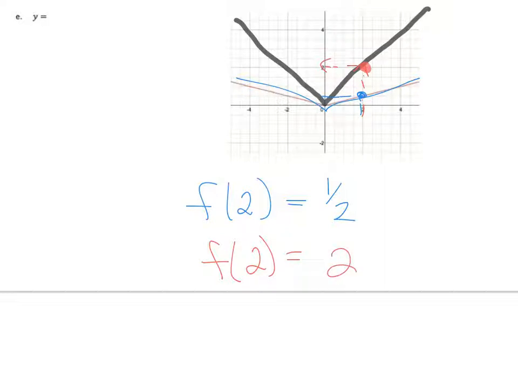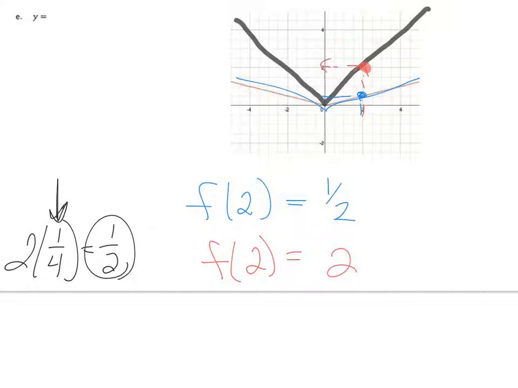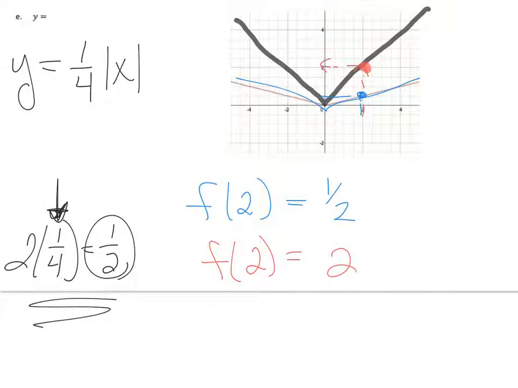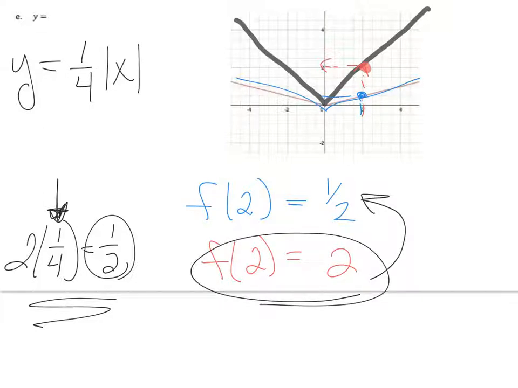So how did we get there? How do we change a 2 into a 1/2? Well, 2 times 1/4 equals 1/2. So this right here is our shrink function. So I've got y equals 1/4 times absolute value of x. Okay, you can get your calculators out and test a few things, but I know my parent function is that, and I have to get to this. So I need to take a fourth of it. If you think about $2, how do I get 50 cents? It's a fourth of it.